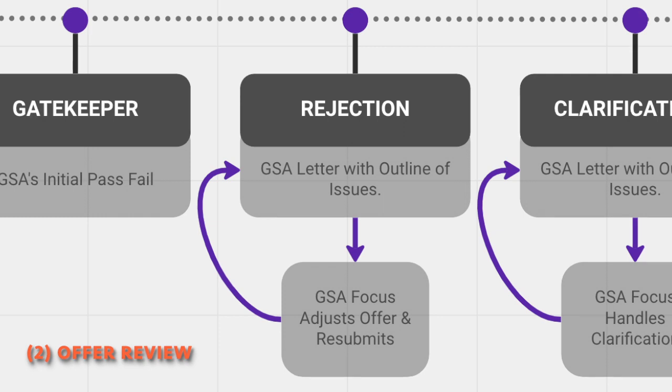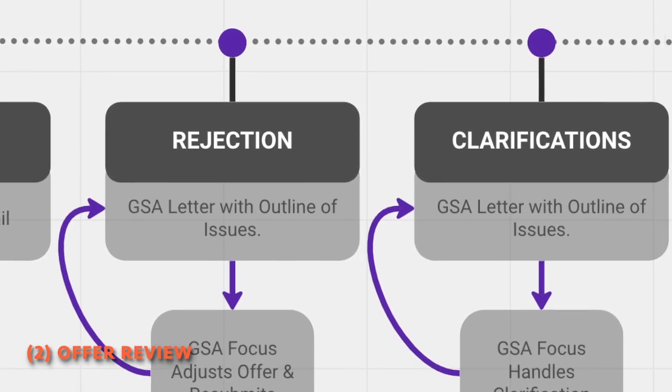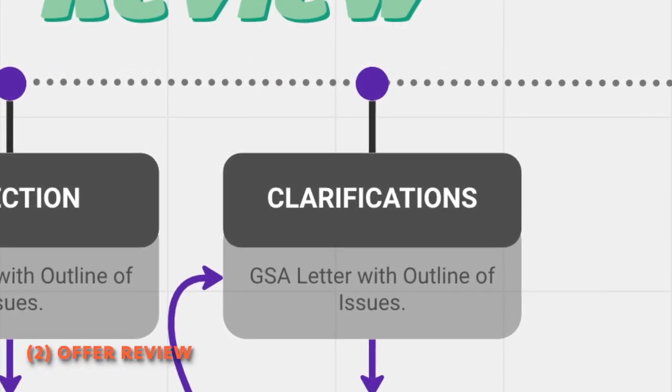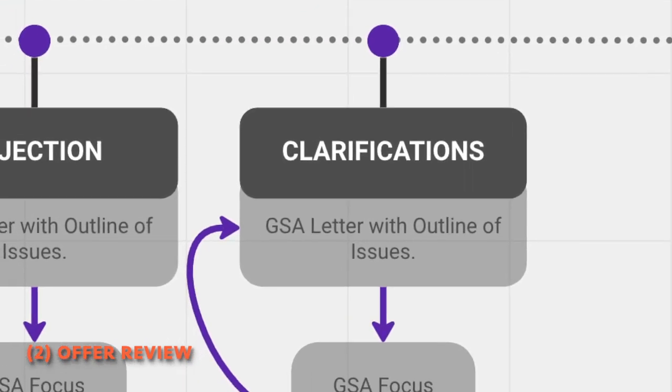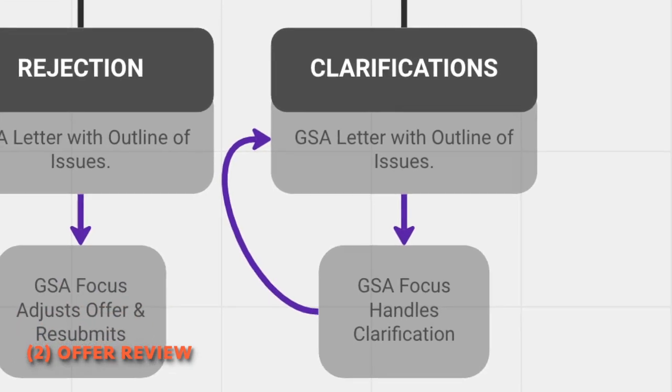If the gatekeeper is satisfied with the initial review of the offer, they assign it to a GSA contract specialist for a deeper review. The next step is clarifications, where the GSA has questions about the details or needs to see further documentation. Clarifications take place for several rounds usually, until the GSA is satisfied with all offer documents and details.